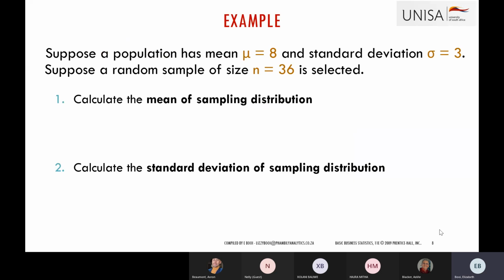So let's say, for example, they give us a statement and they say, suppose the population has the mean of 8, the standard deviation of 3. Suppose a random sample size n is equal to 36 is selected. Calculate the mean of a sampling distribution, calculate the standard deviation of a sampling distribution.